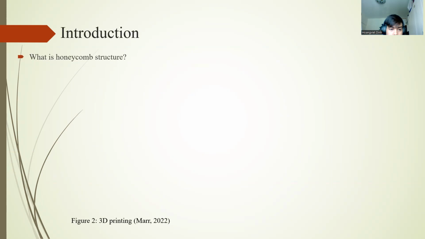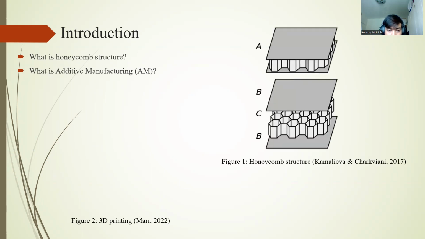For the introduction, what is a honeycomb structure and what is additive manufacturing? Figure 1 shows a honeycomb structure. The honeycomb structure is made up of a number of hexagonal cells that are connected together to form a solid structure, because of its excellent qualities like being lightweight and low cost. This form is frequently used in engineering and manufacturing.